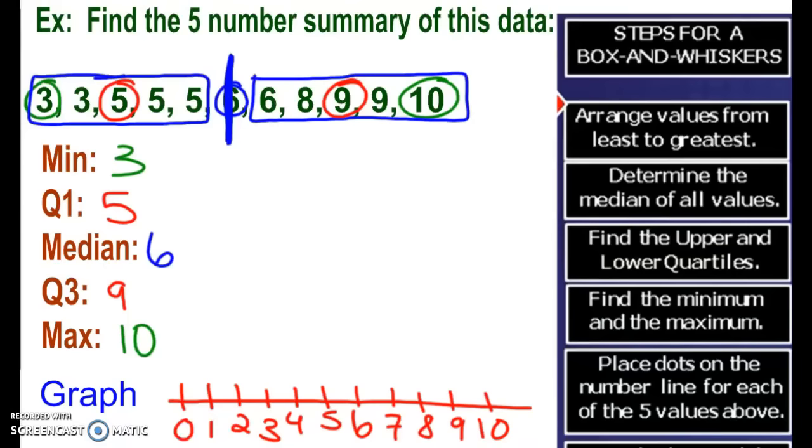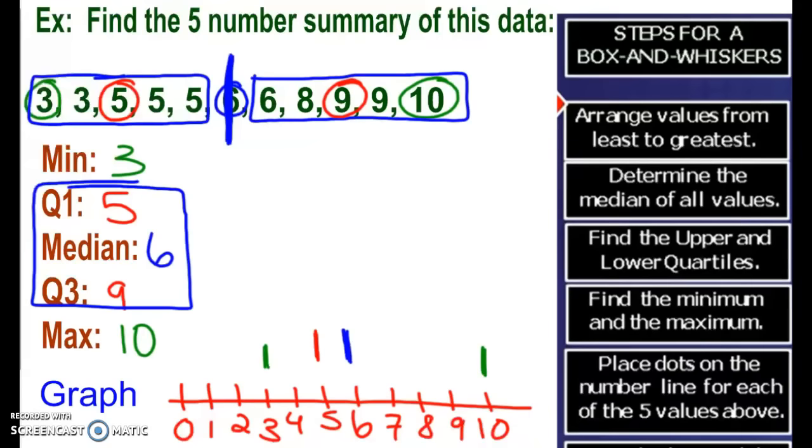First I would make my min and my max. My min is at 3. My max is at 10. I know that my box will be between my min and my max because I don't have any data beyond those 2 points. Next, I would put my median down, but it doesn't matter what order you plot them in because they're going to be in the same spot. My median is 6, and my quartile 1 was at 5.